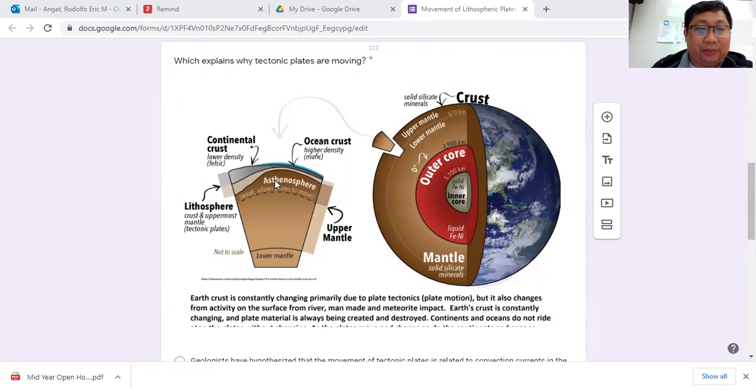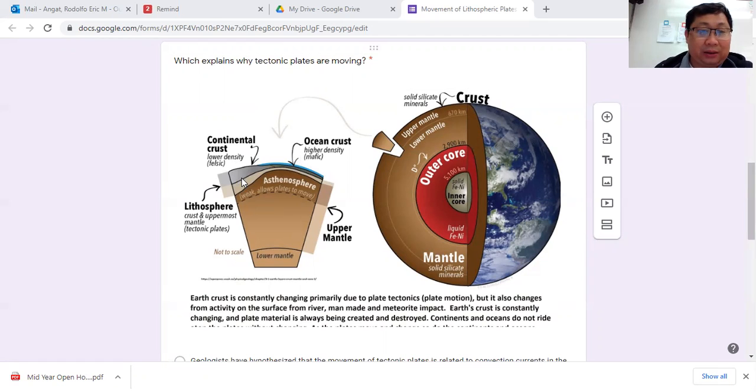Underneath the crust, we have the upper mantle that includes the asthenosphere right here, and then we have the lower mantle right here. In some references, the crusts are also known as tectonic plates. So we can also say that this is continental plate and this is oceanic plate. One thing that you have to remember about these plates is that though the continental crust is thicker than the oceanic crust, the oceanic crust is denser than the continental crust.